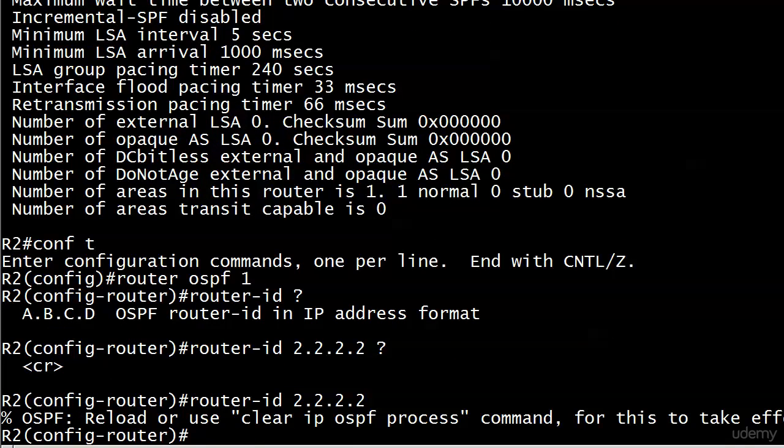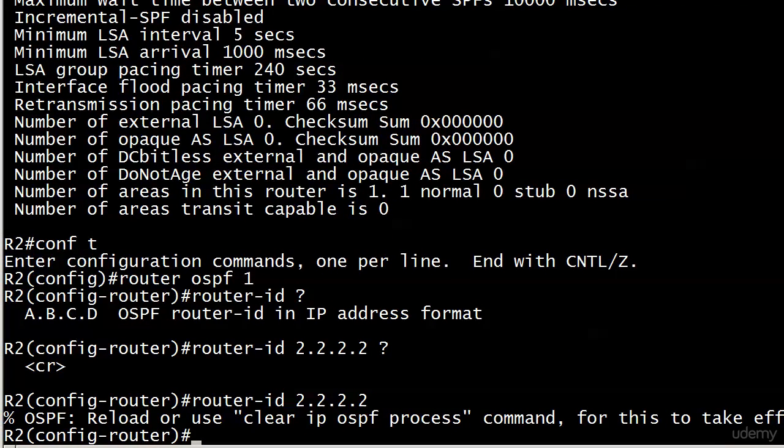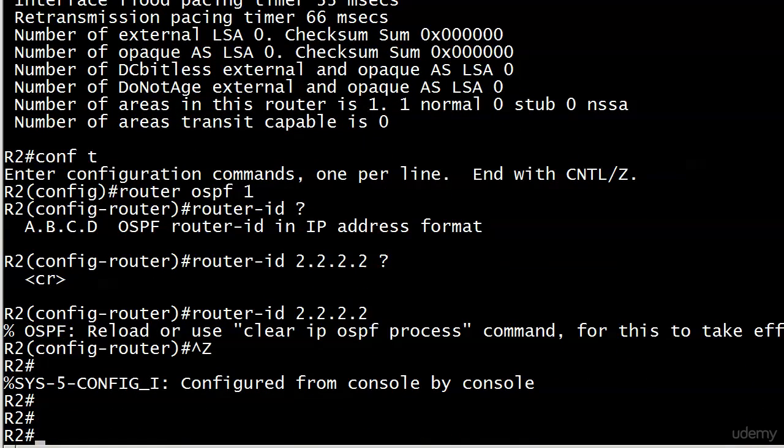But here's a little bit of a warning that you get, and it's not as drastic as some other warnings we've seen, like with PortFast, but it is telling you that for this to take effect, you've got to do one of two things. You either have to reload the router, or you have to clear ip ospf process. That's the command we would have to use. And actually, I'm going to take this opportunity to demo that command, because this is not something you do a whole lot, naturally, because it's going to tear down any existing adjacencies. It clears everything out and you start from scratch. But let's go ahead and put that in.